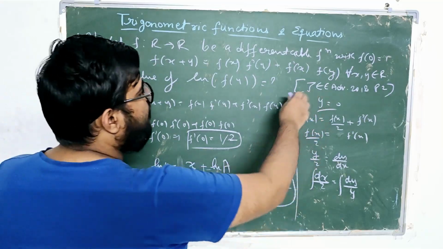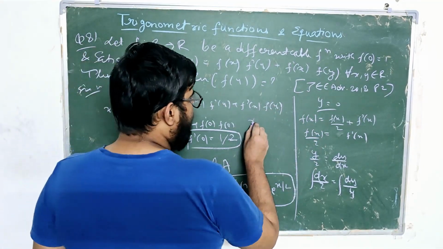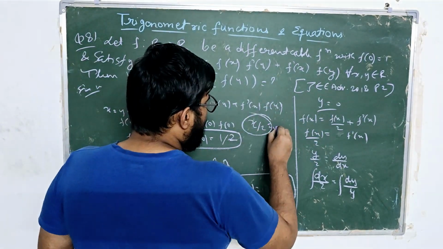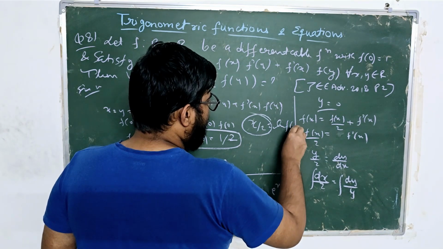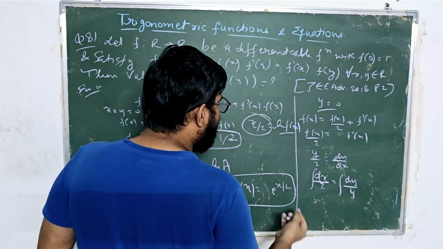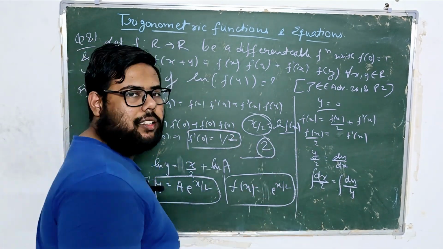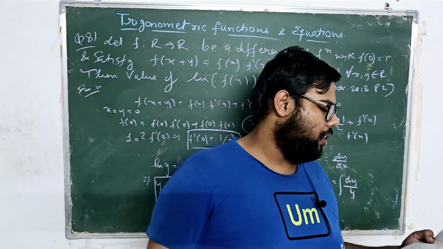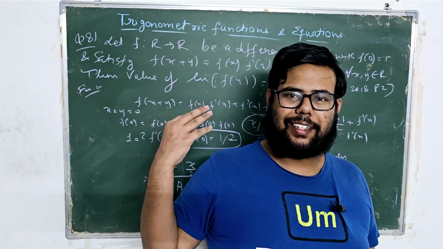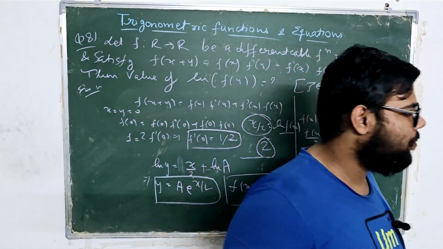Okay, so now we have to find this. So when you take the natural log, you will get x by 2 is equal to ln of f of x, right? And when you substitute it as 4, you will get 2 as the answer. So 2 is the answer in this case. Okay, so now let's move to the 9th question. Right, I am sure that you understood this question.